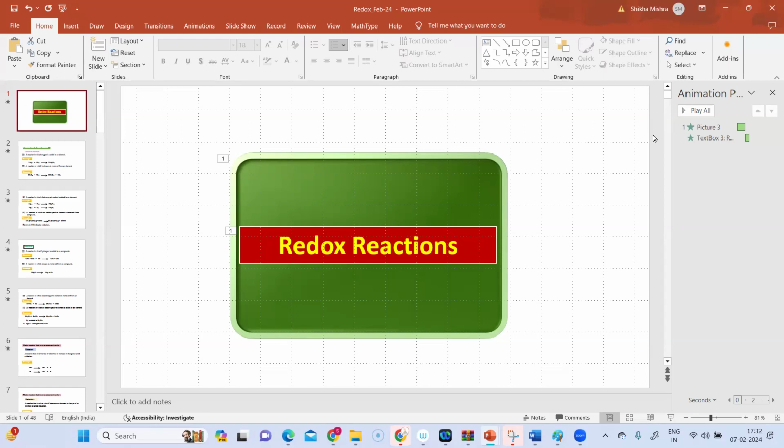So we know what is a redox reaction. That's a concept of class 10th. We know what is reduction, what is oxidation. Do you know, Ritika?